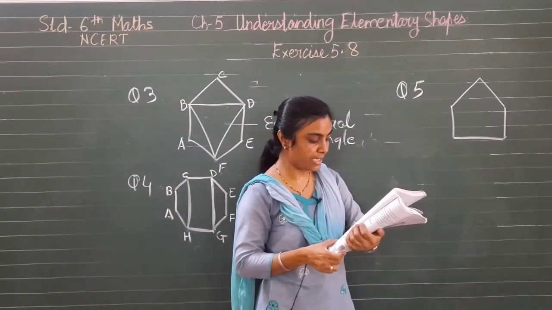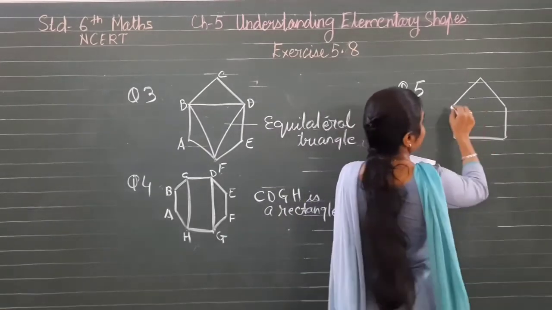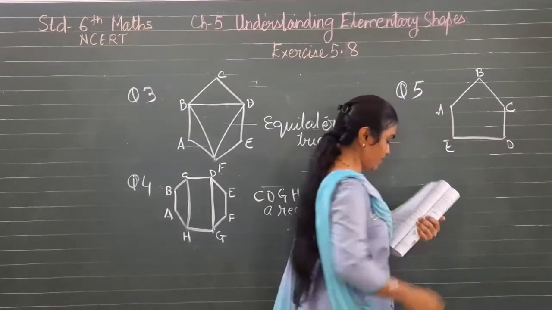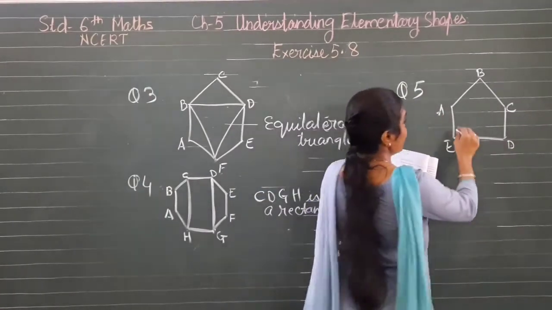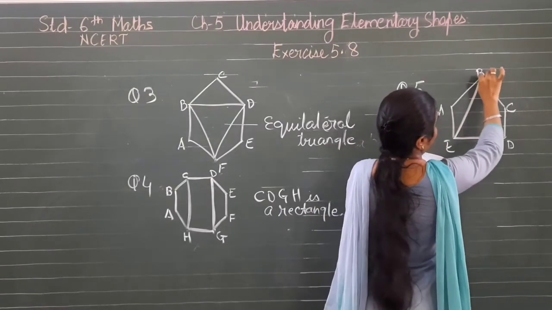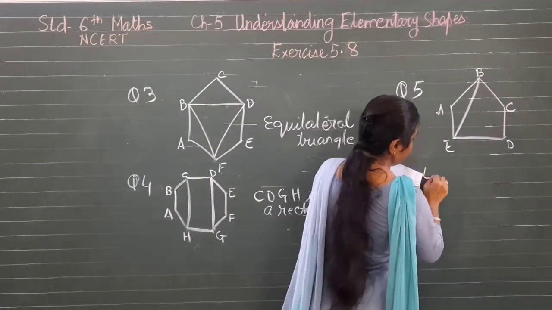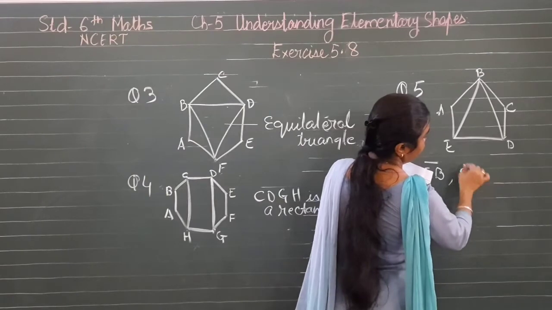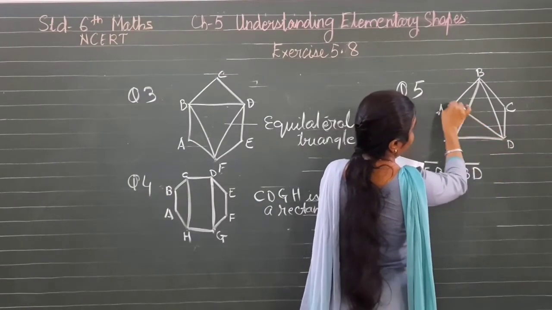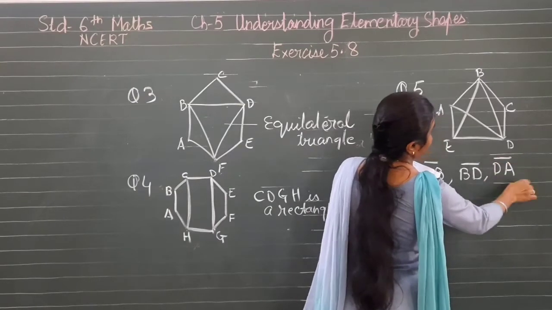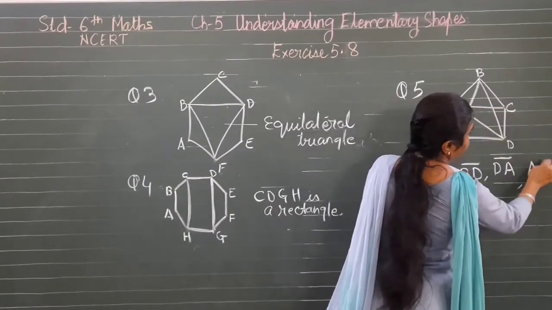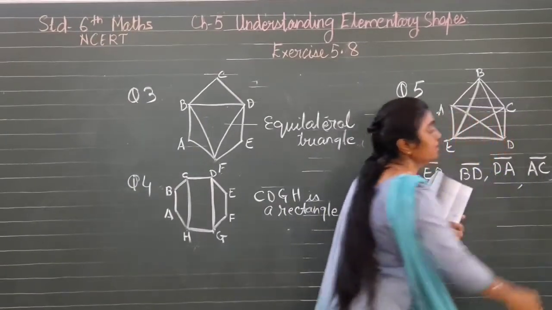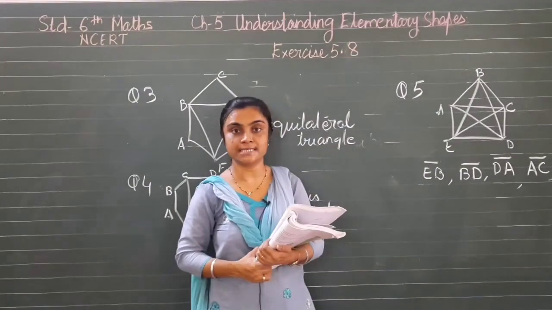Draw a rough sketch of a pentagon and draw its diagonals. Suppose let us name it as A, B, C, D, E. Now I am joining its diagonals. Suppose I am joining the diagonal E with B. Then let us say EB. Then B with D, so BD. I can join D with A, so DA. A with C, so again AC is a diagonal, and C with E. So I have joined the diagonals using the vertices.